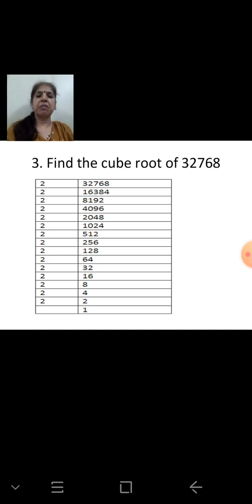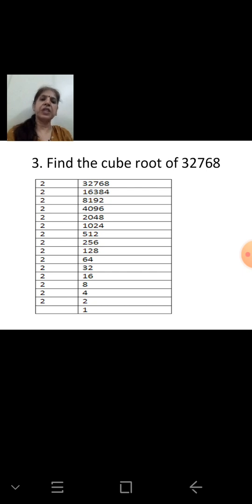Now this is: find the cube root of 32,768. The number is big, but as it is an even number, we have to divide by 2. And as we divide by 2, slowly take one digit at a time. So you will be getting 1, 6, 3, 8, 4.